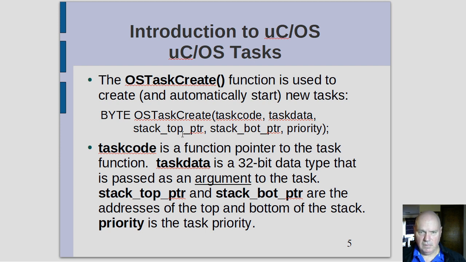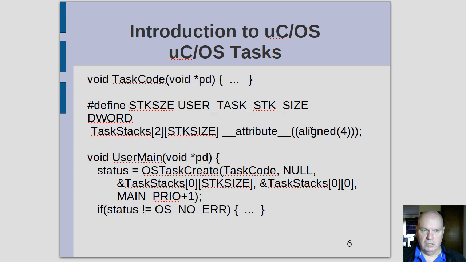Remember, stacks work from a high memory address downward. So this would actually be the end of the array that we created earlier. And then this is a pointer to the bottom of the stack. And finally, the last argument here is the desired priority. So a typical call might look something like this.